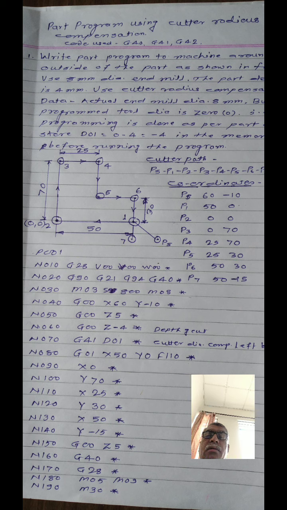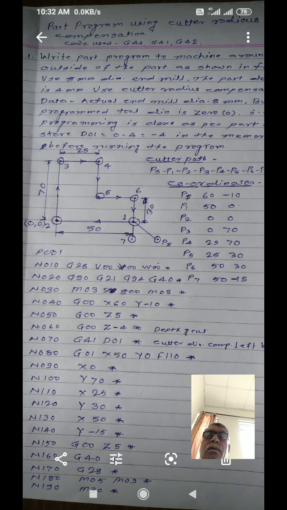then 30. P6 has the coordinates 50, 30, and P7 is 50, minus 15. Means in this process coordinate finding is very simple. Without considering the diameter or radius of the cutter, you can easily find out the coordinates of various points on the basic dimensions of the part drawing. It is very simple.